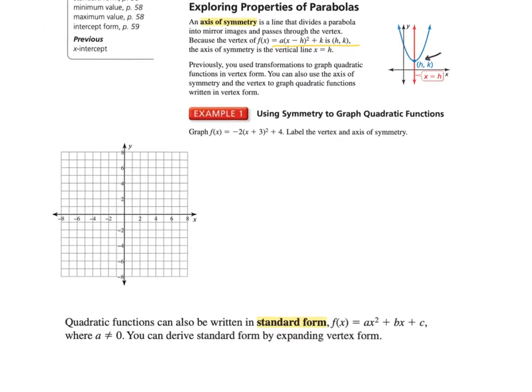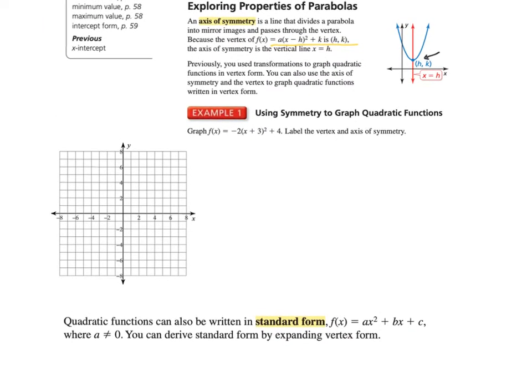So let's take a look. We need to graph f of x equals -2 times x plus 3 squared plus 4. Label the vertex and axis of symmetry. The first thing you should identify is the vertex. Remember, we take the opposite of that for the x value, so that's -3. And then the y value is on the outside, so that's +4. So we graph that: -3, 4.